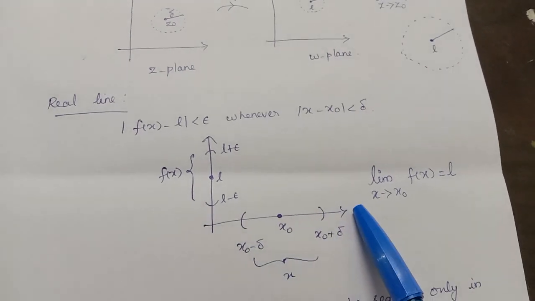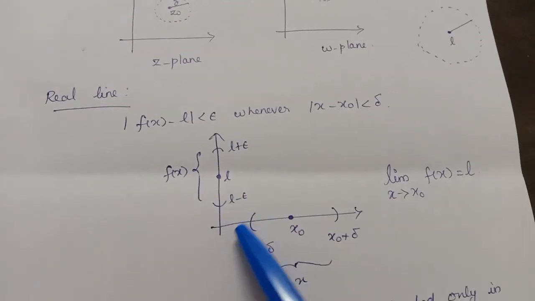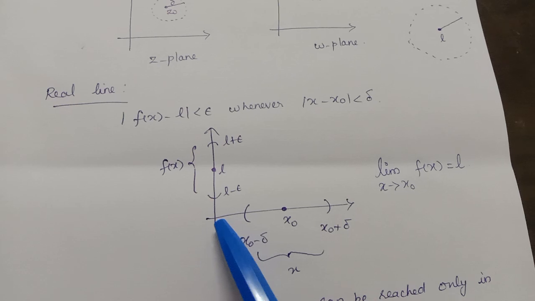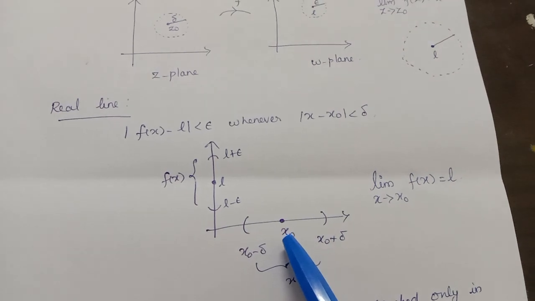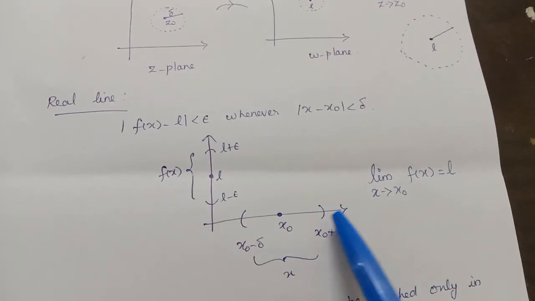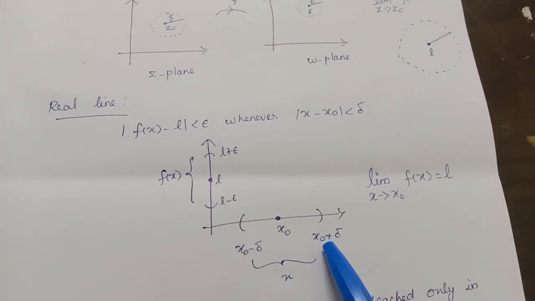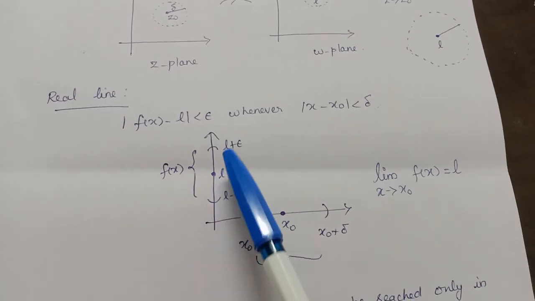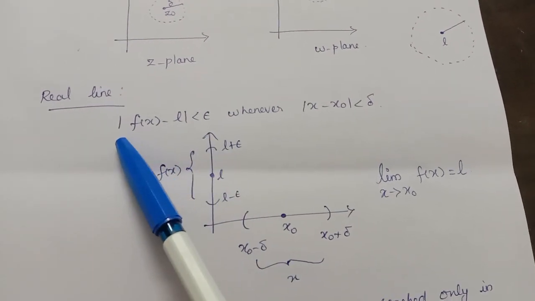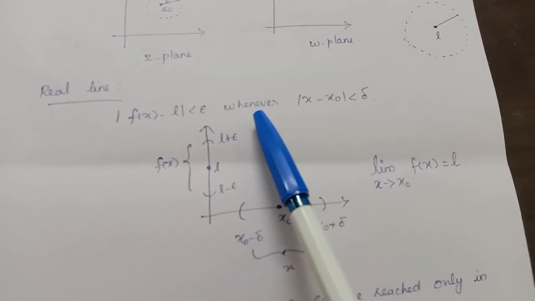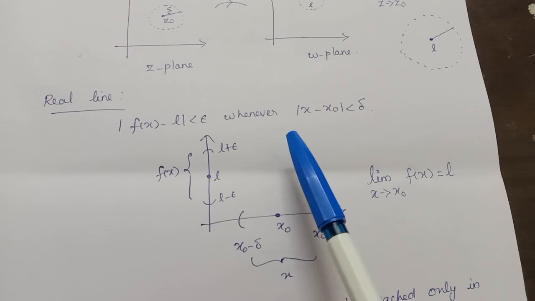Here the domain is a single line taken along the horizontal line, and the range or codomain is taken along the vertical line. So we mark everything in a single plane. And here the neighborhoods are open intervals, because we are taking the points along a line. Neighborhood of x0 is x0 minus delta to x0 plus delta, and neighborhood of L is L minus epsilon to L plus epsilon. Mathematically we write it like this: modulus of f of x minus L is less than epsilon whenever mod x minus x0 is less than delta. So this is the definition of limit on the real line.